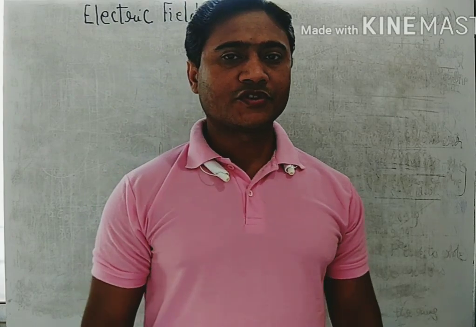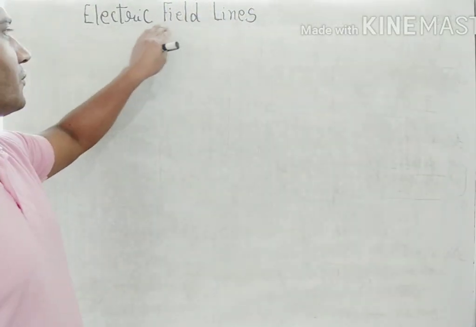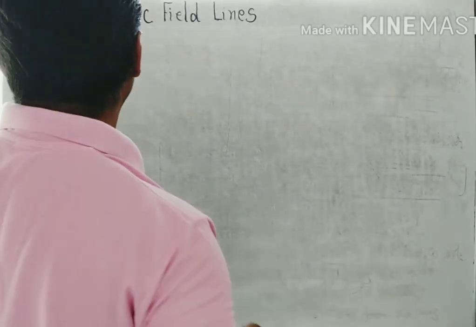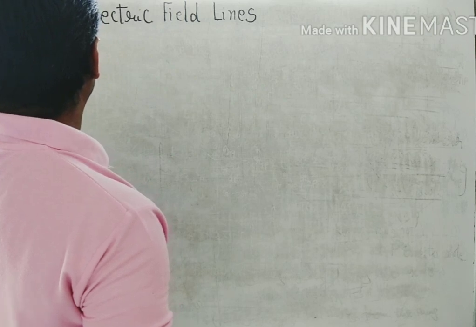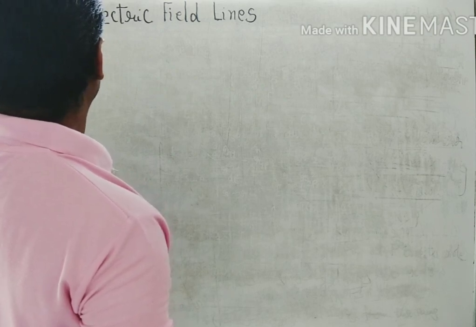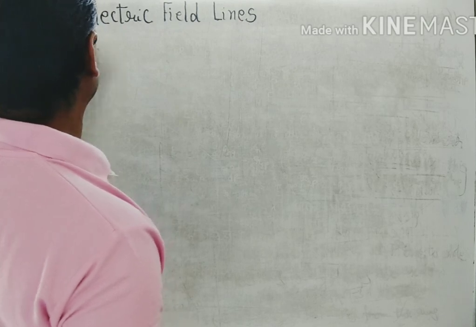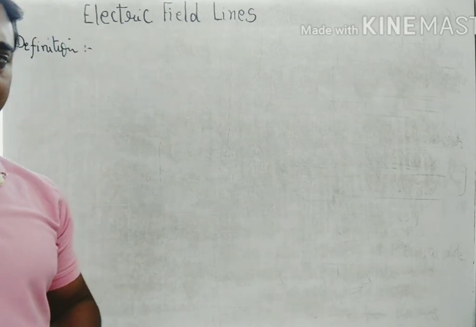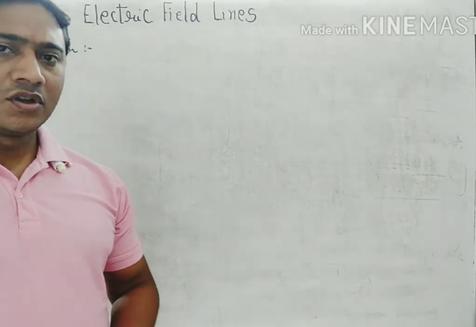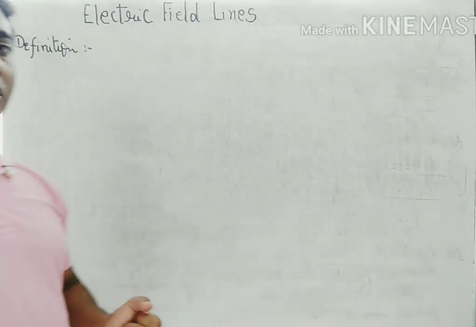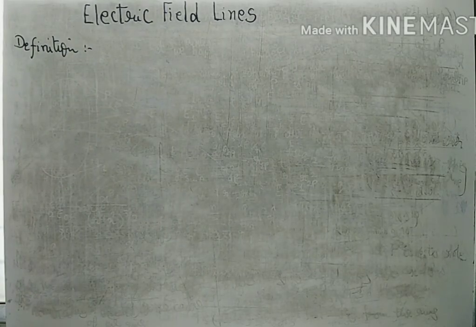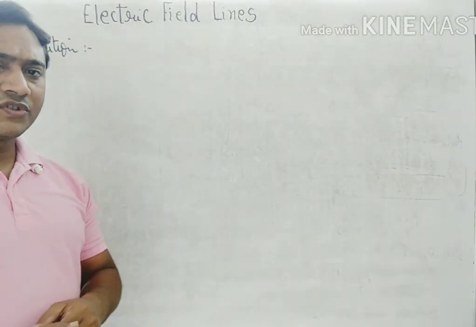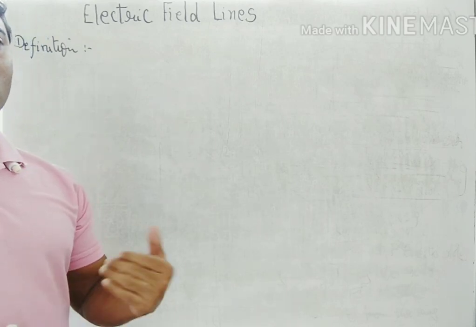Our today's first topic is electric field lines. To define it in short, electric field lines are basically imaginary straight or curved lines which represent the presence of electric field and which show the prevalence of positive charge if at all it is allowed to move.